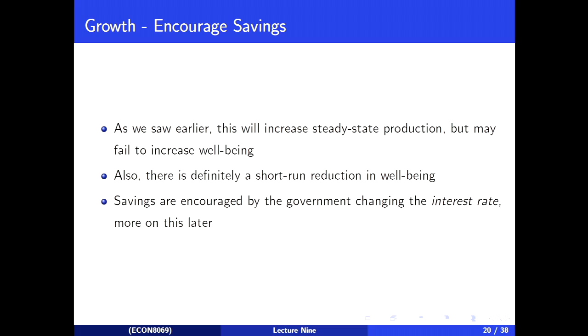In the long run, this is going to become better. We're going to get better than C2 because we end up here, and in the long run, we get C3 consumption. But in the short run, regardless of whether we currently have too little savings or too much, there's going to be a short-run hit because it takes time to accumulate the capital, but the hit to consumption due to the increased savings happens immediately. One of the key ways the government encourages savings is through the interest rate, and we'll talk more about that later in subsequent weeks.